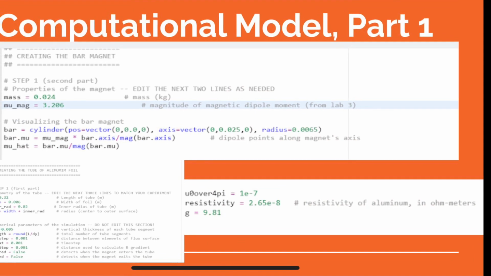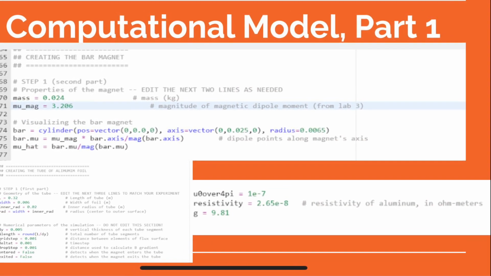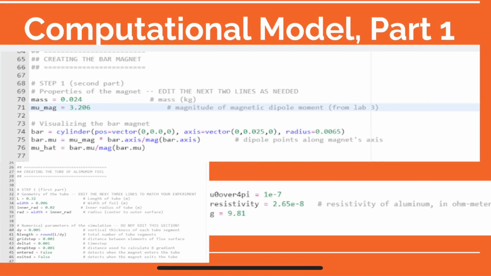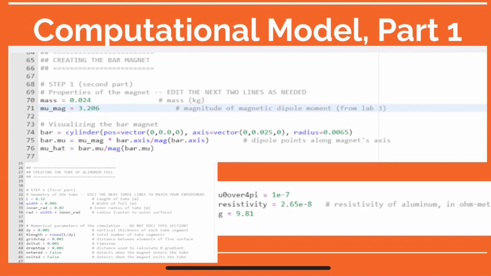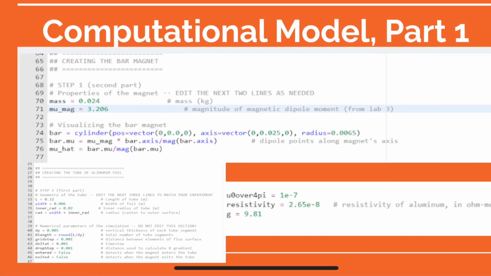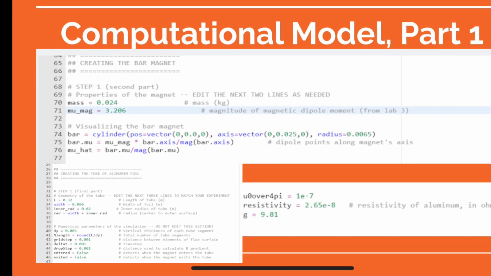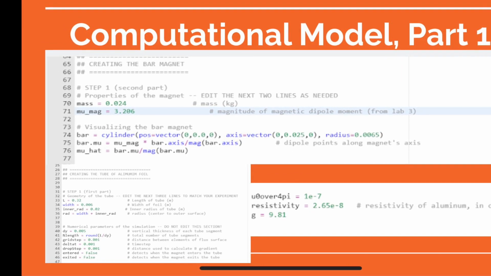Here are a few snapshots from the computational model that I coded in GlowScript. To start, I created the bar magnet as an object and I visualized it in a graph. Next, I created the tube of aluminum foil and I added in some constants that we will use in our calculations.